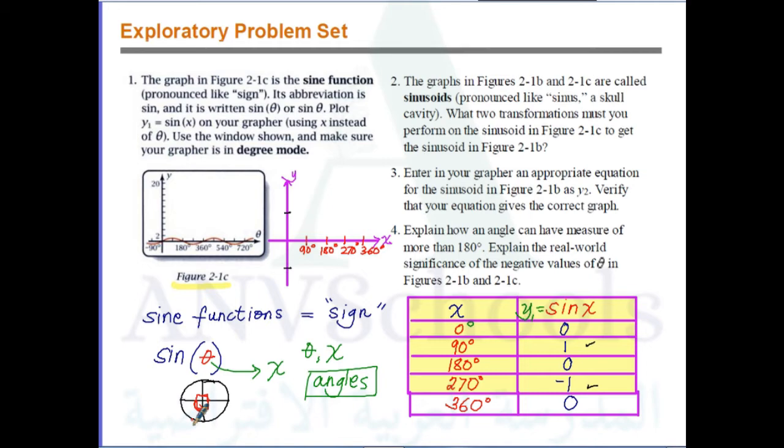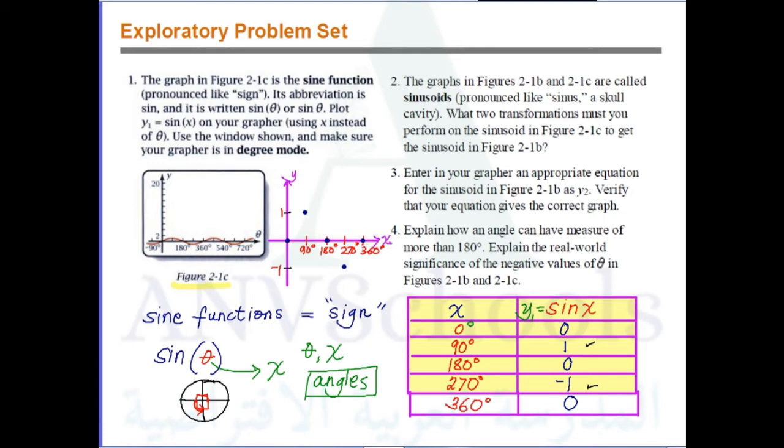Okay? So that means that we're going to write +1 or -1 here. And graphing the points, okay? So graphing the points, for 0 degrees we also get a 0, so it's here, okay? For 90 degrees, we get a 1, so it's here. For 180, we get a 0, so it's here. For 270, we get a -1, so it's here. And for 360, we get a 0, which is there.